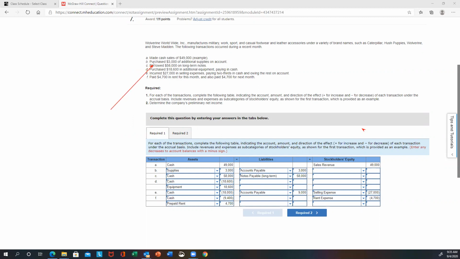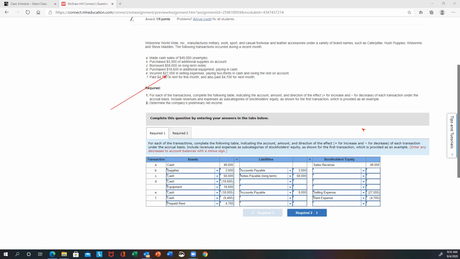Part B, you've got purchase supplies on account. We know that's an asset, so increase the 3,000 and increase accounts payable. C says you borrow $58,000 on a long-term note, so you're going to increase cash, increase that long-term note. D says you purchased more equipment with cash, so again, you're going to be increasing. This was for 18.6, so you're going to be increasing equipment, decreasing cash.